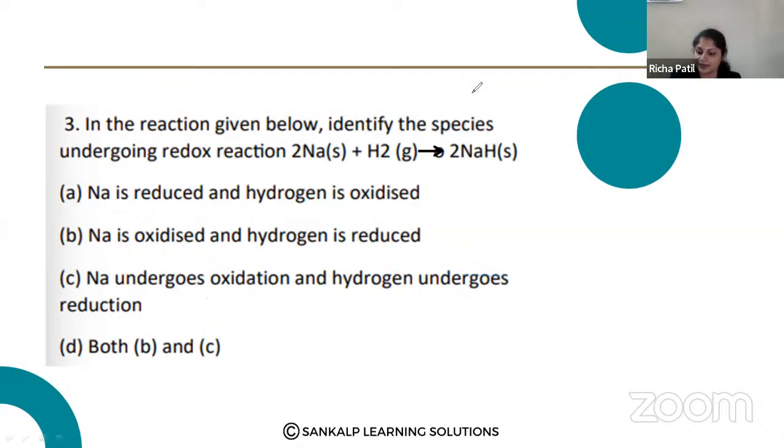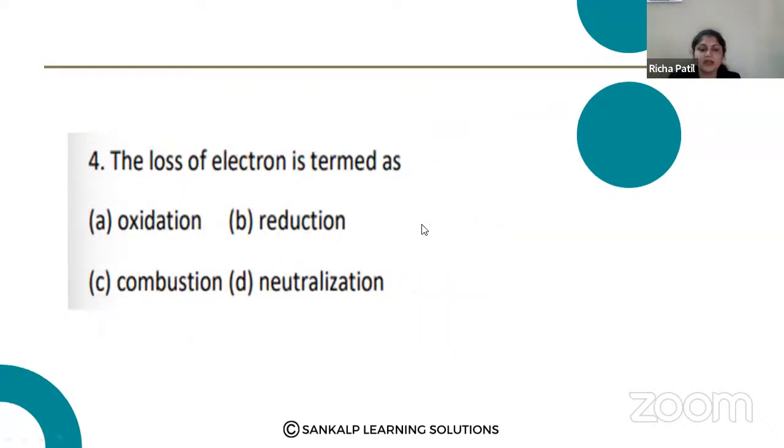Okay, so next. The loss of electrons is termed as oxidation, reduction, combustion, or neutralization. Loss of electrons is what? It is A, oxidation. Correct.